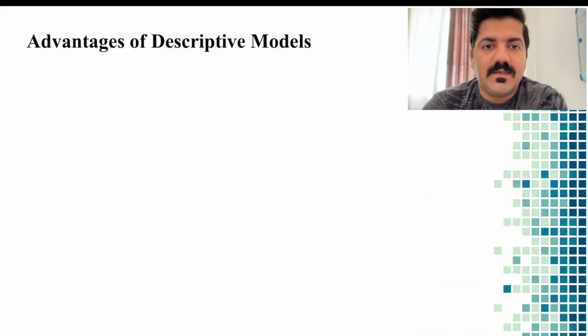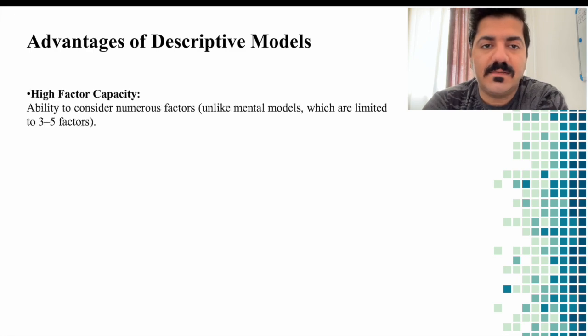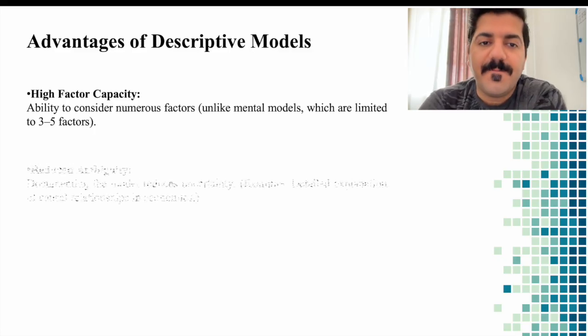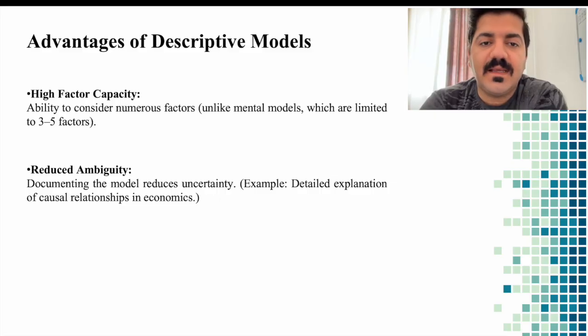Now we want to see why descriptive models beat mental shortcuts. First, they handle more info. Your brain can only track 3 to 5 things at once, but a descriptive model can include dozens of factors. For example, an economic report analyzing more than 20 causes of inflation, not just prices went up.